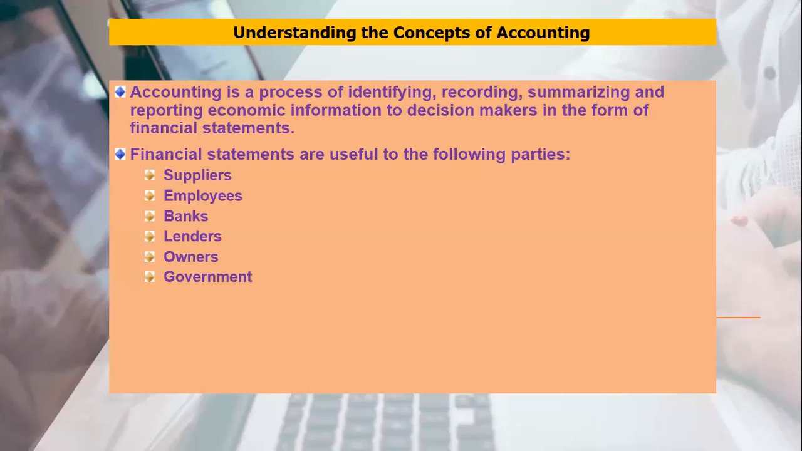Banks and lenders need to know the financial statements because they will be providing loans to the business, and they can assess the risk by seeing the financial statements. Owners are the first parties who want to know the financial statements so that they can see how much their money has increased or decreased, and whether they are gaining profits or loss. Government needs to know the financial statements because they need to do the tax calculations. So these are the various parties who need to know the financial statements, and it is useful for them.